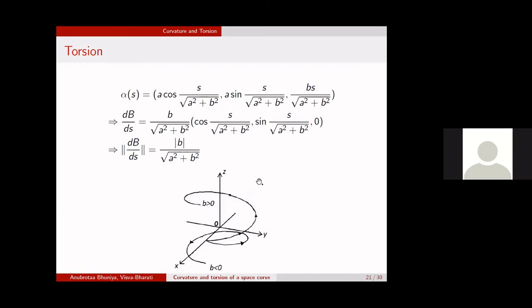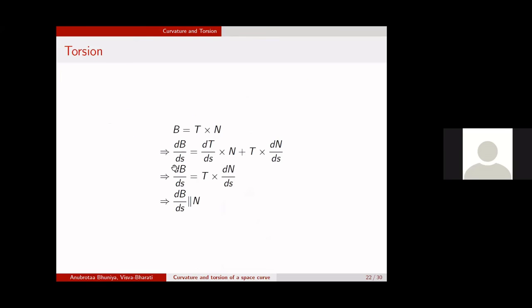So if we just take kappa and the torsion, then we will get two different curves in the space. But we don't want that. We want to specify a particular curve using just two quantities. So we have to assign a sign to norm dB/ds.